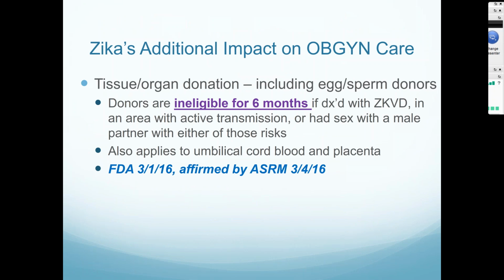Other things that you need to think about in OB care: organ donations, sperm donors, they should be ineligible for 6 months if they've been diagnosed with Zika virus. This is very, very important. Or if they've had sex with a male partner with either of these risks. It also applies to umbilical cord blood and placentas. We need to think about this. This has recently been updated last year and more recently.